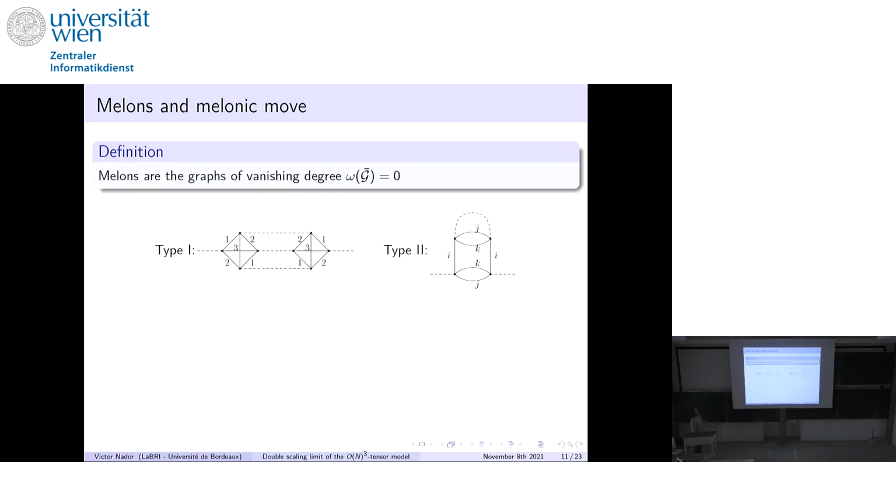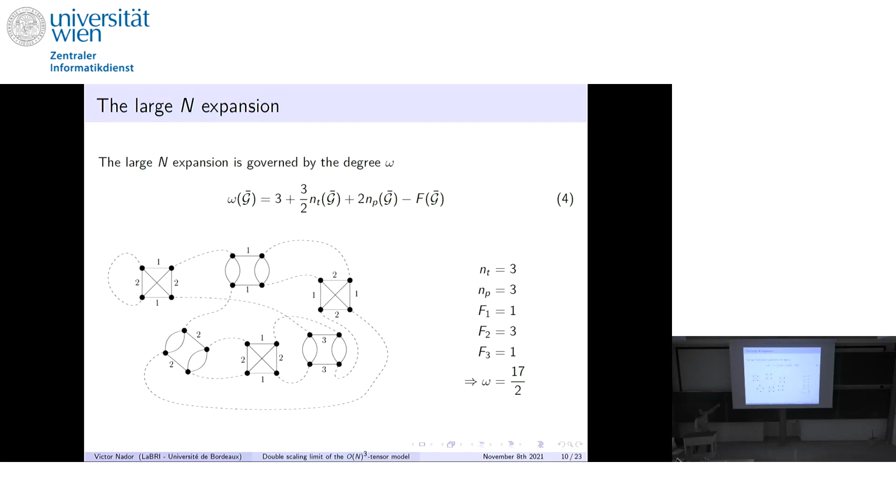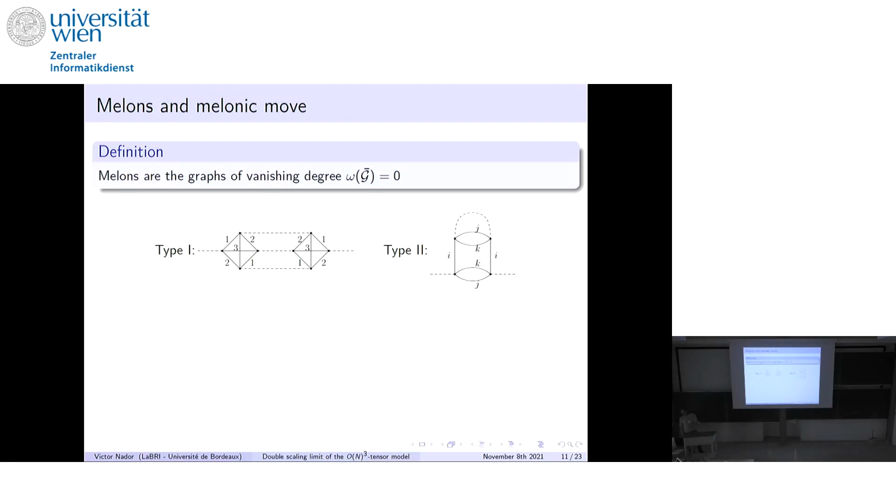And actually, you can see that if you were to insert this on any edge of a graph, it wouldn't change the degree. For example, for the type 1 melon, you can see that it has 2 tetrahedron vertices and 3 internal faces, so N_T compensates for F, and the degree is left unchanged. The same goes for the pillow interaction. So this already tells you how to build a leading order graph in the 1/N expansion. You can just insert this structure recursively over and over.